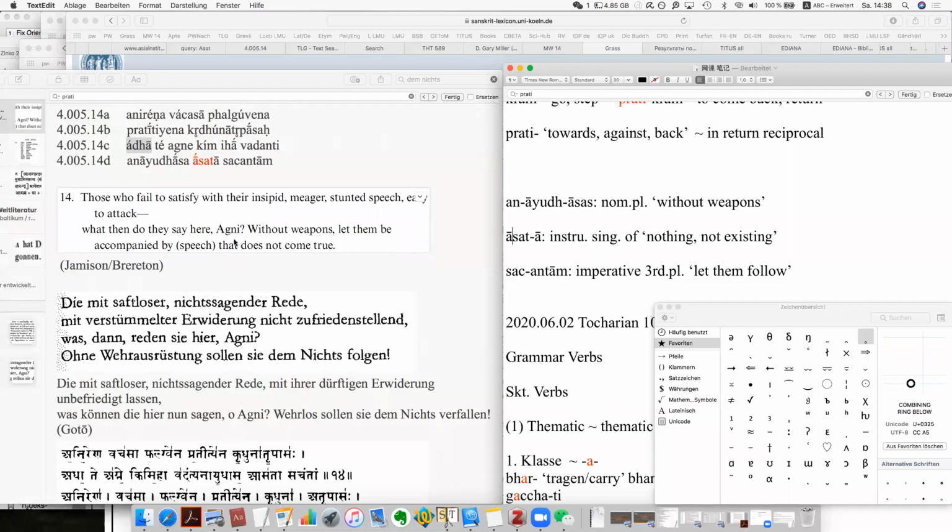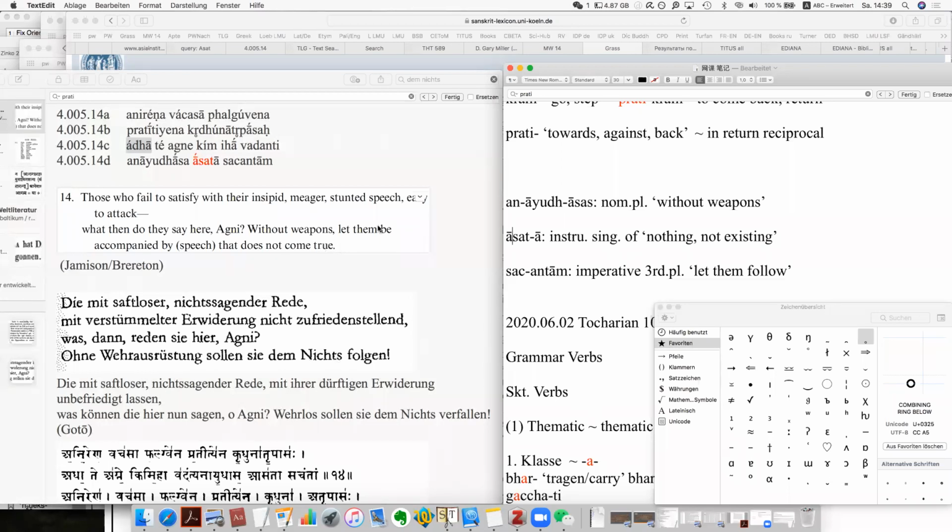Okay. And but Jamieson, the English translation, you check it. So let them be accompanied by speech that does not come true. Well, could be, right? So this is not existing, and according to the English translation, it is explained as a speech, which is omitted here, and then that does not come true. Yeah, but literally, it actually just means nichts. So they follow nothing. They follow something empty. They follow something which does not come true.